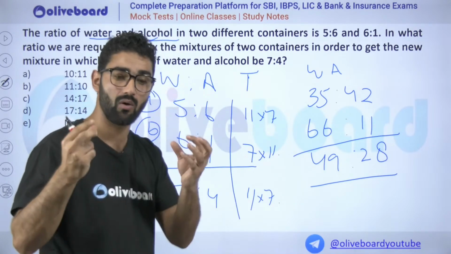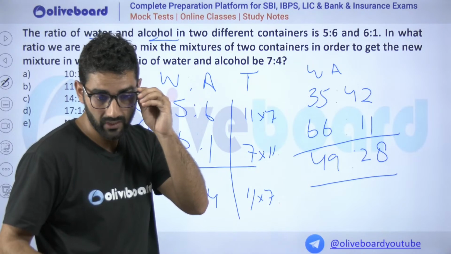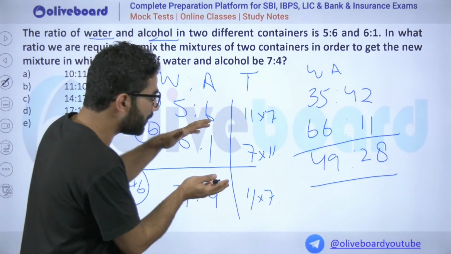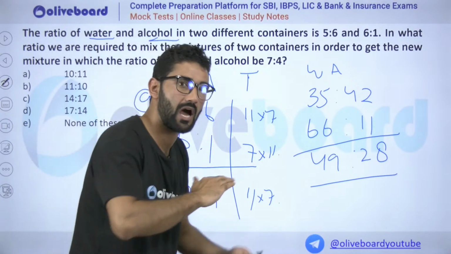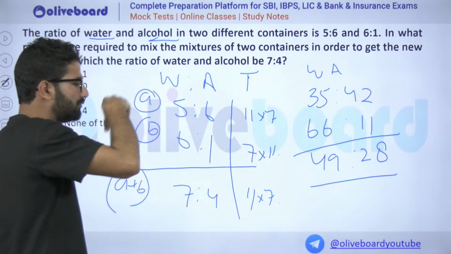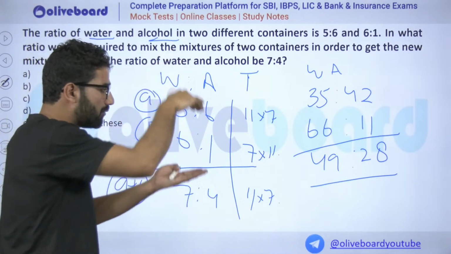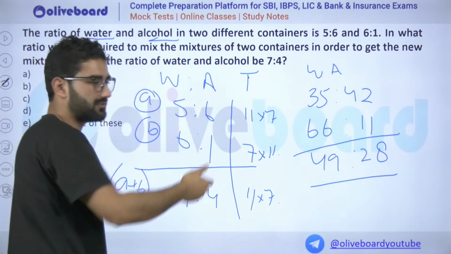Why are we taking the LCM, sir? In order to make it equal, obviously we have to make some equal base on which we decide how much we will take from this container and how much from that container. That is why we are taking the LCM, some base values, and on the basis of that we take some decision.